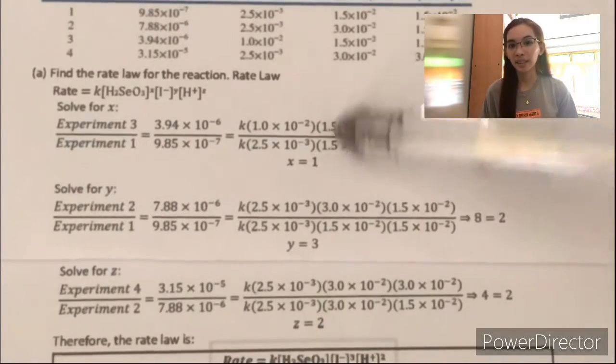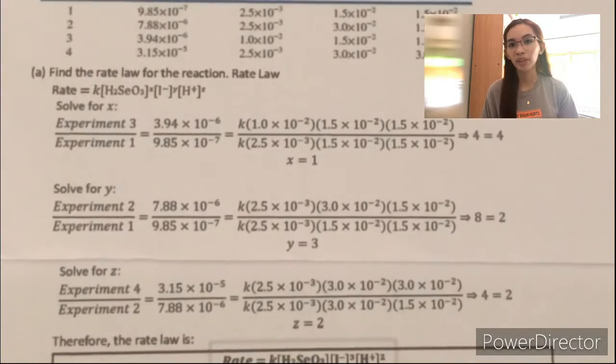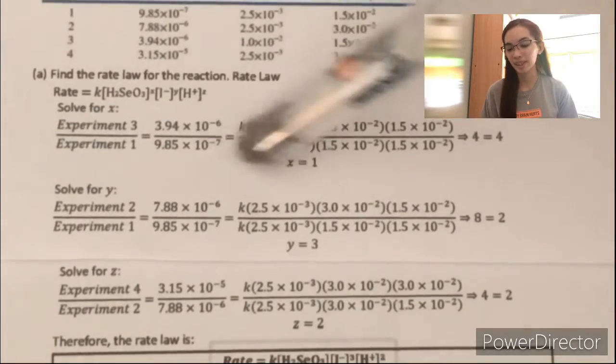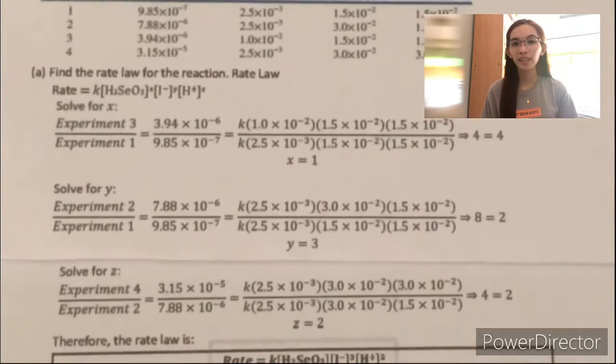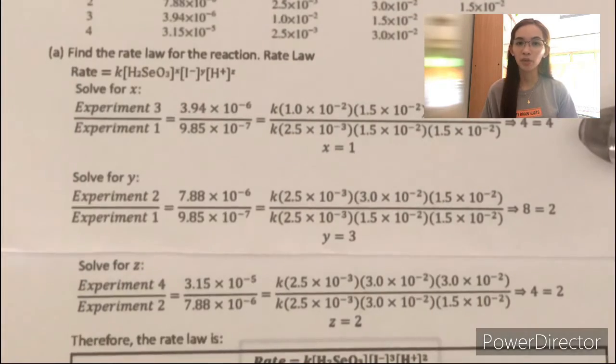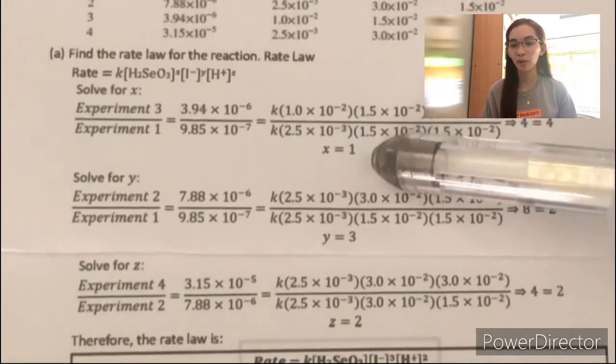These two will be cancelled out. So what's left is this. To calculate it, we then get 4 equals 4. So the x will be equal to 1.